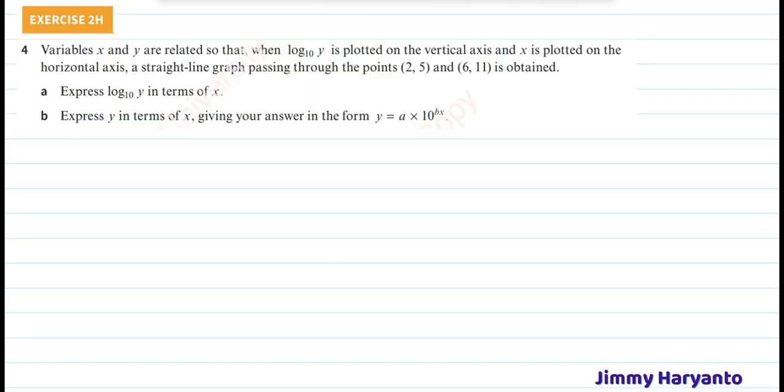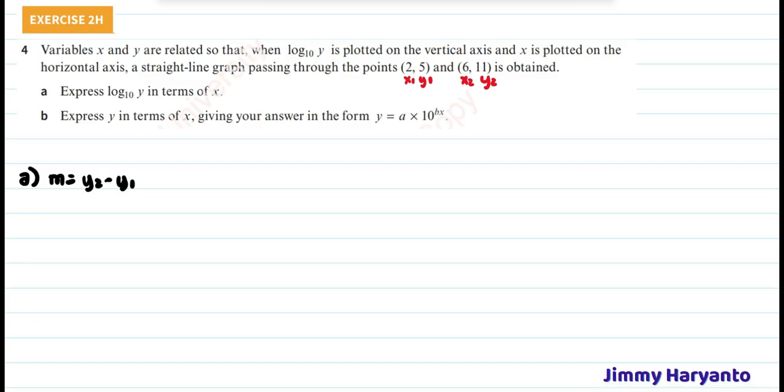For question 4, the points are already given, x1, y1, x2, and y2, and then you have to express log 10 y in terms of x. Okay, so first we have to find the gradient. Gradient equals y2 minus y1 over x2 minus x1.